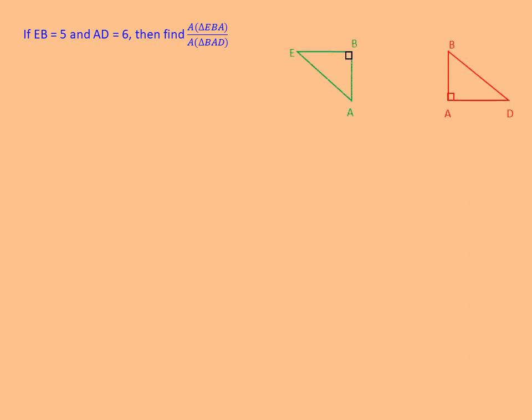Let us go for the next sum. If EB is 5 and AD is 6, then find area of triangle EBA upon area of triangle BAD. There is something common, BA. Let us see the diagram. Yes, these two are the triangles. When I show this part, you can see AB and BA are common.